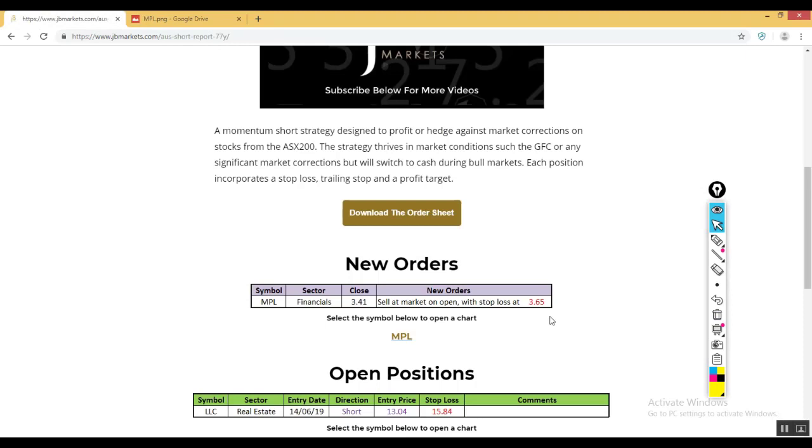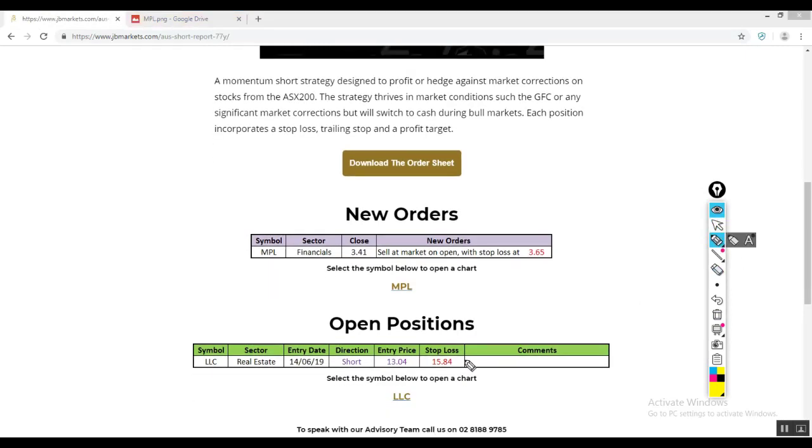So here's the open positions window table. You can see the information, daily information extra added is the date we've entered. This corresponds to the Friday of that week. The direction is obviously short, our price that we entered at, and our stop loss, our initial stop loss.